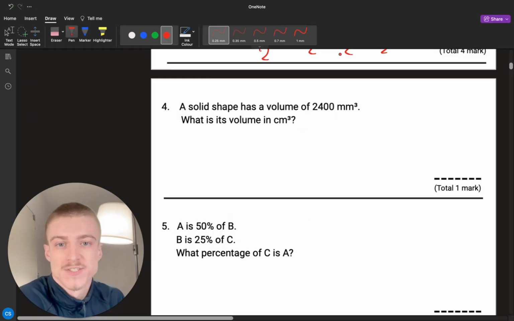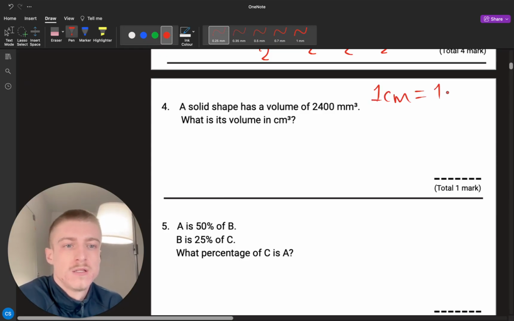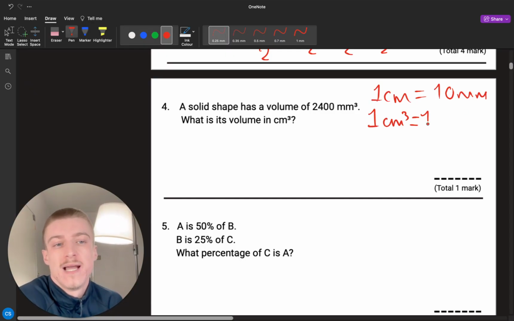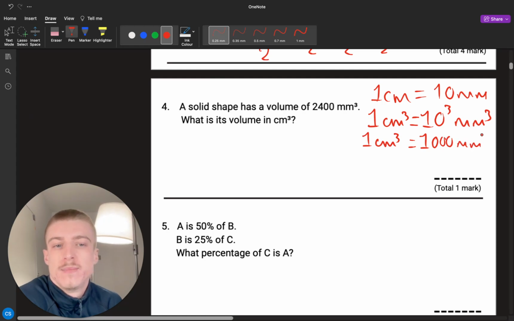Okay, question 4. A solid shape has a volume of 2,400 millimeters cubed. What is its volume in centimeters cubed? Well, we know that 1 centimeter is equal to 10 millimeters. And 1 centimeter cubed is equal to 10 millimeters cubed, so 1 cubic centimeter is 1,000 cubic millimeters, okay? But we don't have 1,000 millimeters cubed, we have 2,400, but it's just a simple conversion. We know that 1,000 millimeters cubed is equal to 1 centimeter cubed.